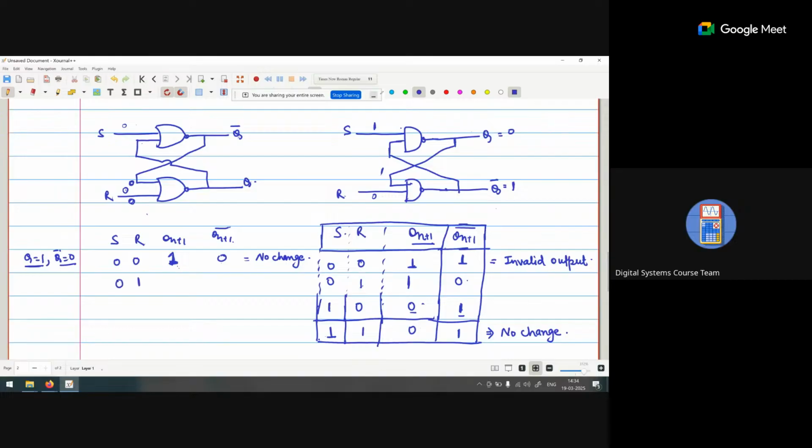Now when we apply 0, 1, when R is 1, Q is 0. When this is 0, S is 0, it becomes a 1. When it is 1, 0, when S is 1, Q bar is 0. When this one is 0 and the other one is 0, it becomes a 1. And then both are 1, 1. So when R is 1, Qn is 1, and when S is 1, again the Qn bar is 1. So it is called the invalid condition.